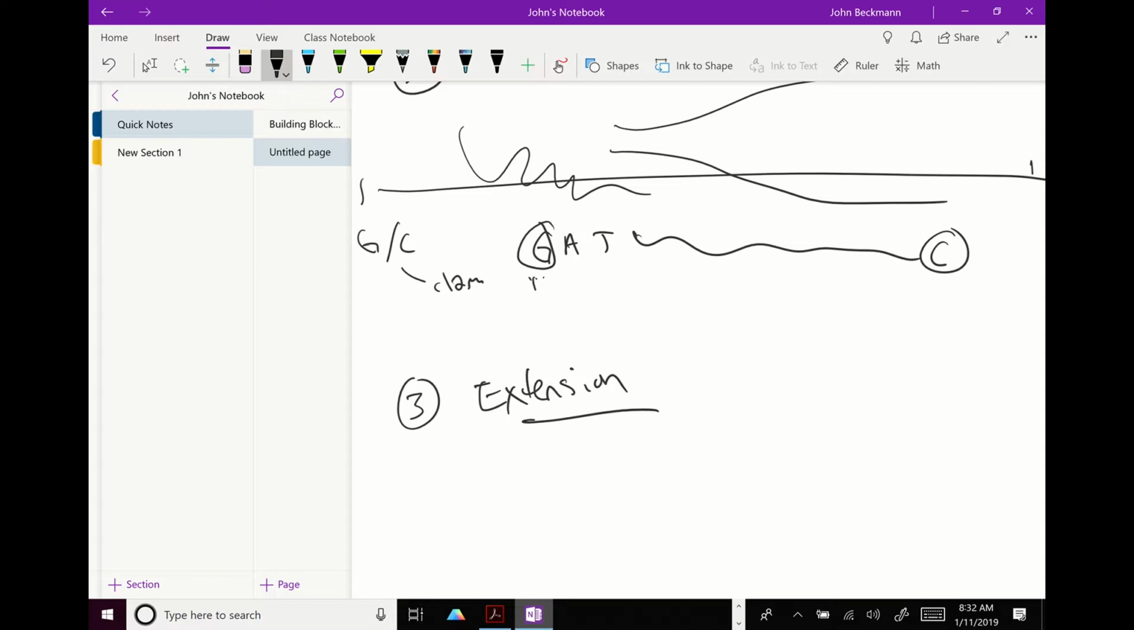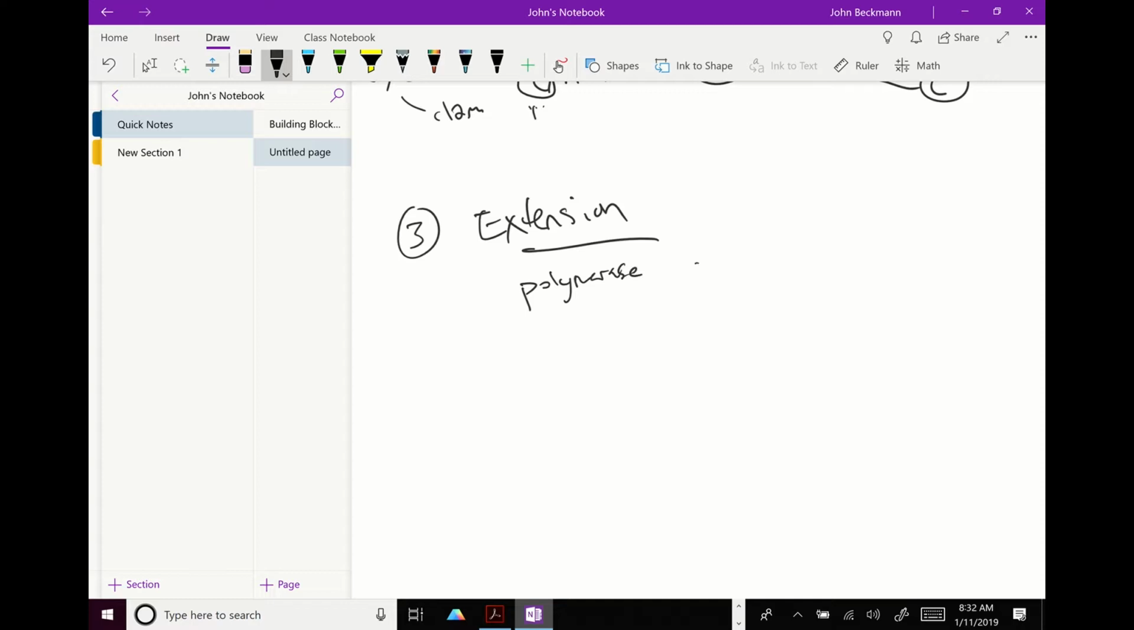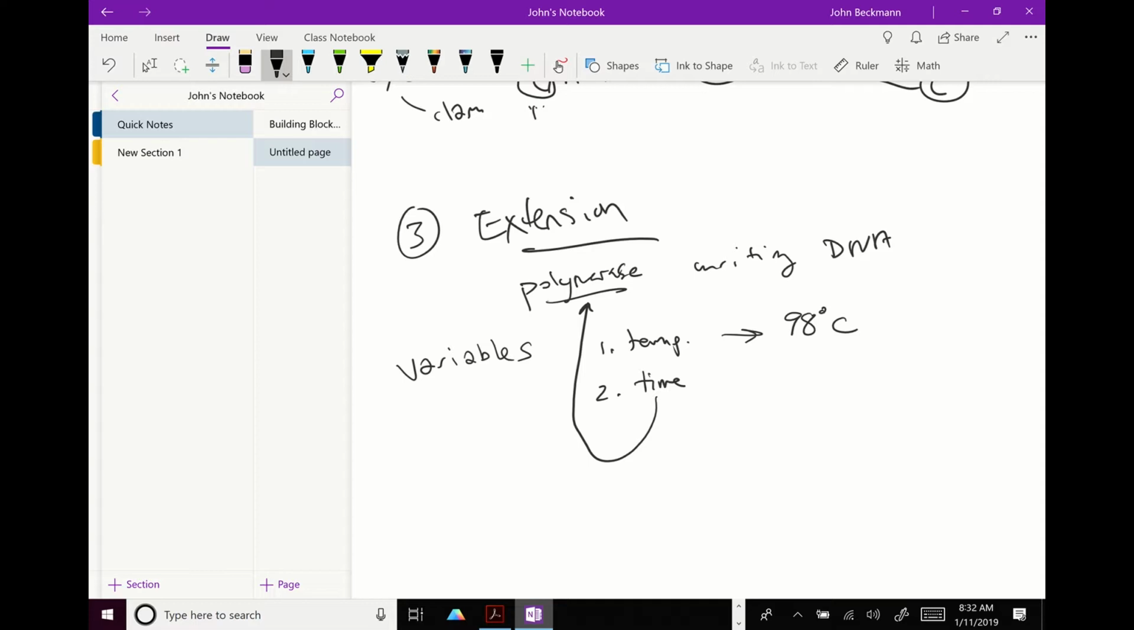Now back to three, extension. Extension is when the polymerase is writing your DNA. When you set your program, there are two variables. The first variable is temperature, and that's going to be regulated by what your polymerase enzyme likes. We're going to use Fusion, which is 98. The second variable is time, and time is regulated again by the polymerase.